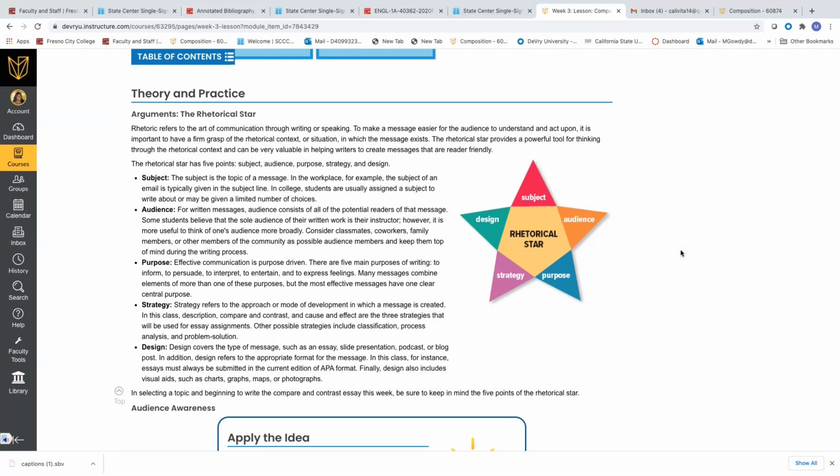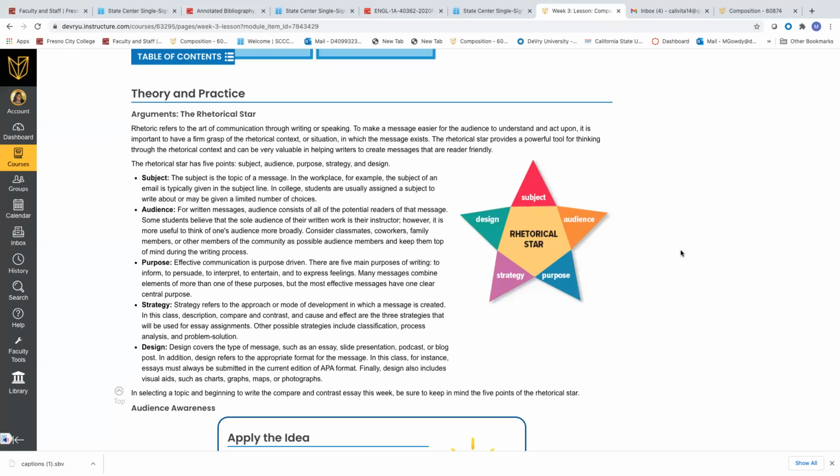So your purpose. Effective communication is purpose driven. There are 5 main purposes to writing: 1 is to inform, 2 is to persuade, 3 is to interpret, 4 is to entertain, and 5 is to express feelings. So many messages combine elements of more than one of these purposes, but the most effective messages have one clear central purpose. So keep that in mind. We may use a combination of these purposes in writing. They may blend, but it's always going to be one clear purpose.